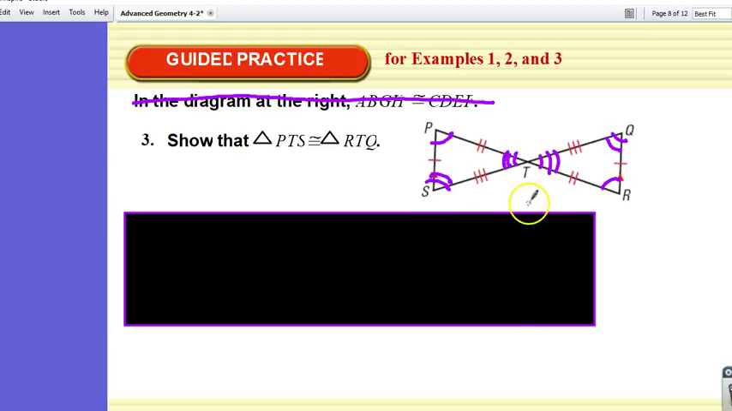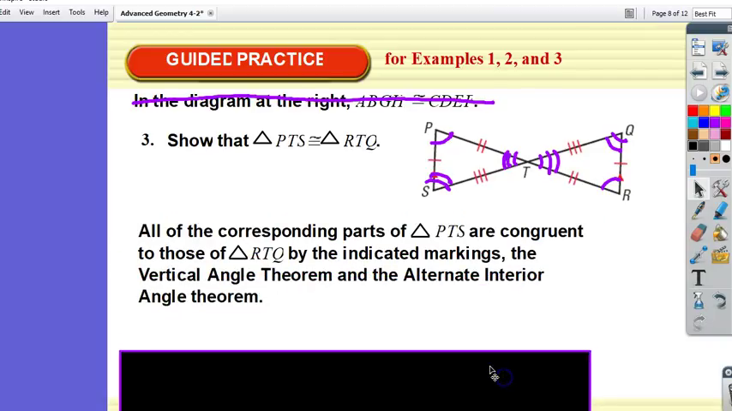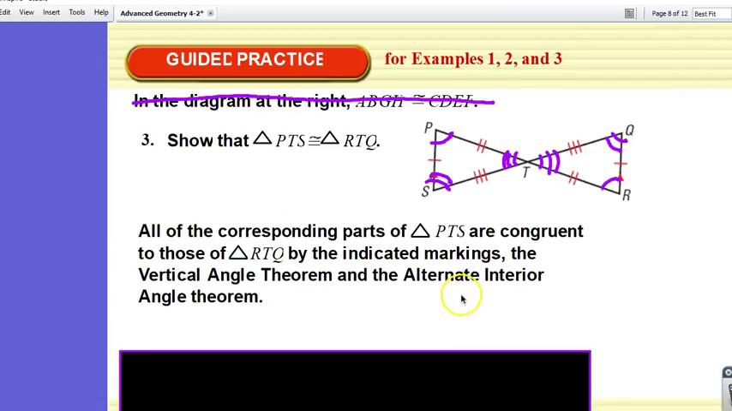So we have all equal angles. We have all equal sides, right? PS is congruent to RQ. PT is congruent to RT. ST is congruent to QT, right? 2, 3, 2, 3, and so on. So we have all equal sides, all equal angles, therefore these things are congruent. We used vertical angles, and we used alternate interior angles.